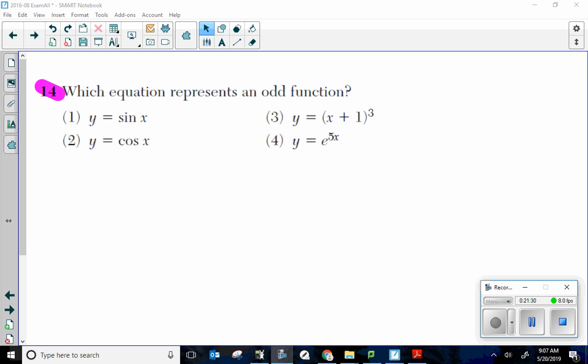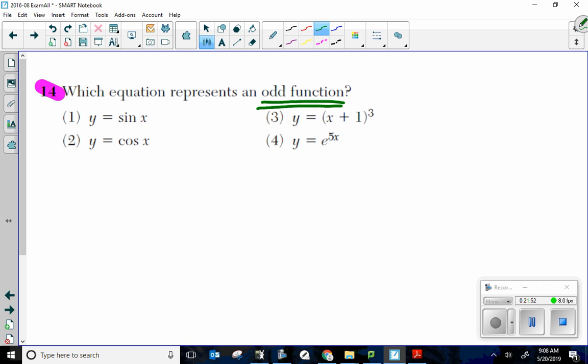An odd function, number 14. Which equation represents an odd function? All right, this is one of those miscellaneous ones, and it's really testing whether you know what an odd function looks like. And I don't know, I think it's kind of a garbage question to put on a final, because you barely touch on this in class.